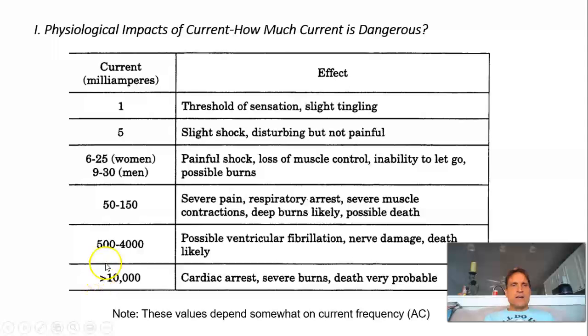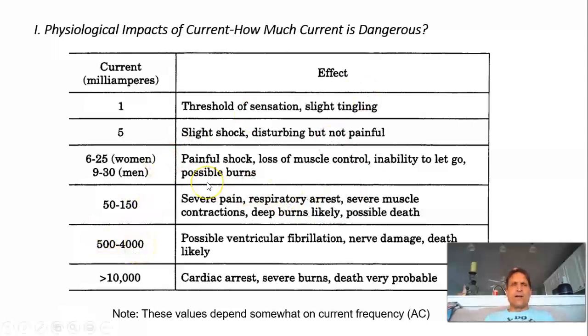Okay, so it's always important to turn the circuit breaker off before doing any wiring on your home. If you're putting in a ceiling fan or you're putting in a dimmer or something, turn the breaker off because this is enough current to kill you.